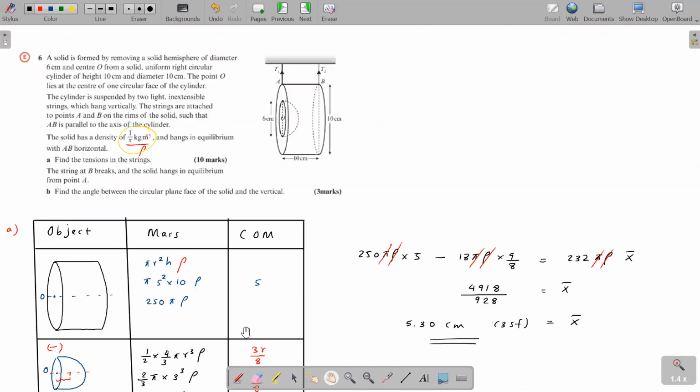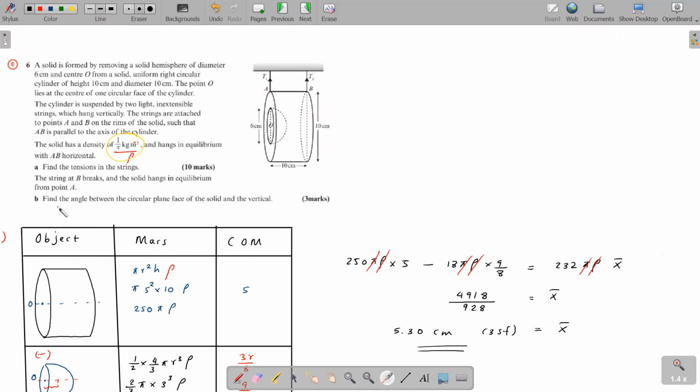Moving on to the next part, 3 marks, Part B. The string at B breaks and the solid hangs in equilibrium from point A. Find the angle between the circular plane face and the solid and the vertical. I believe that's really easy, right? When the string at B breaks, that's just a normal question now. There's no string here.